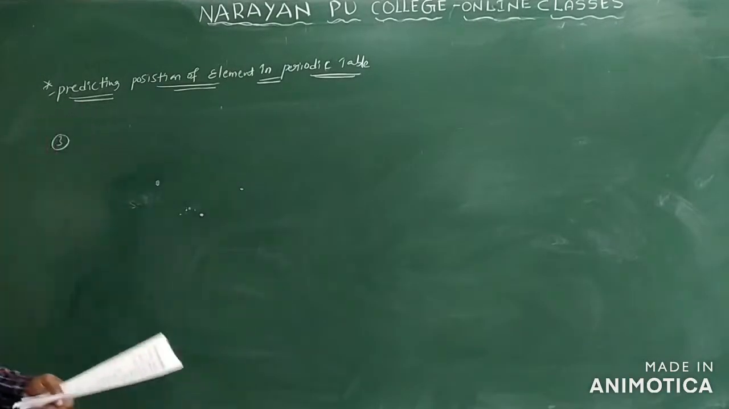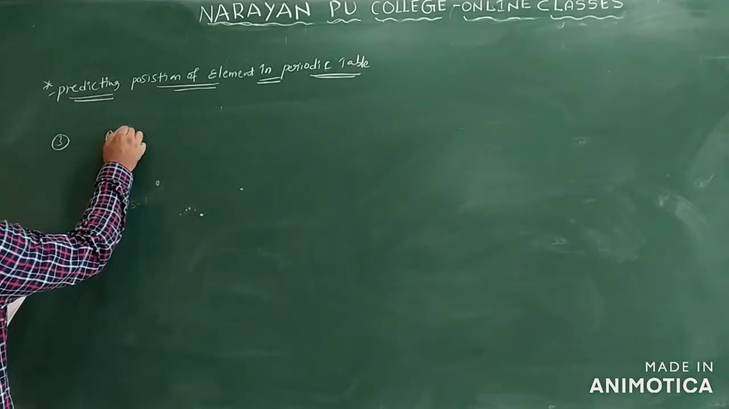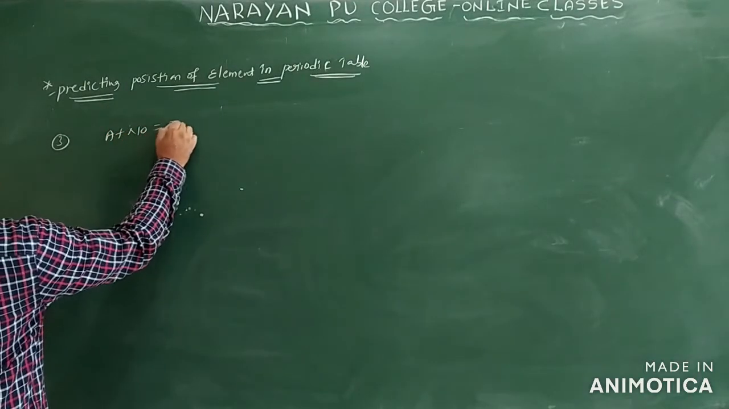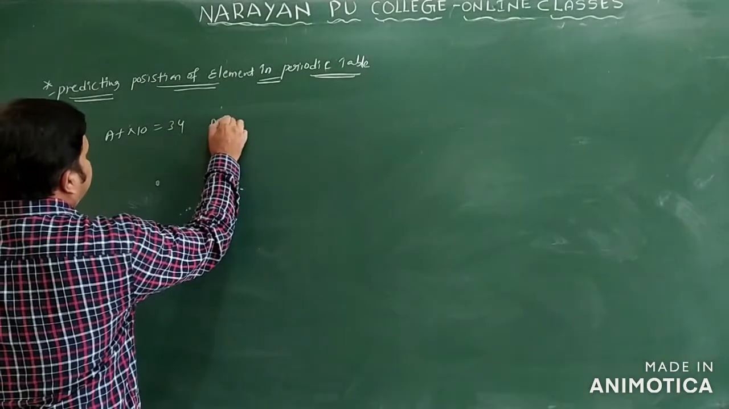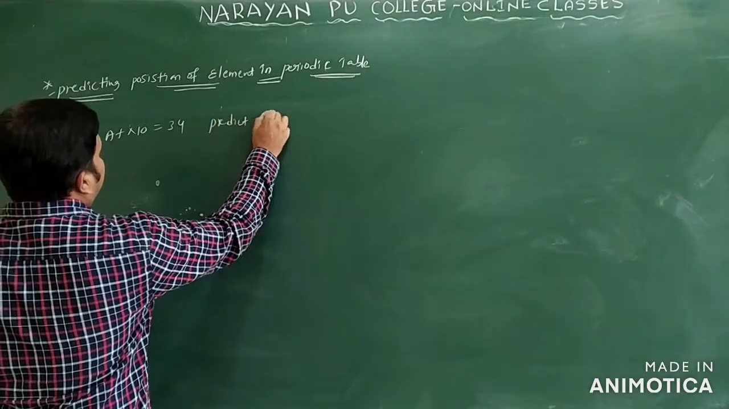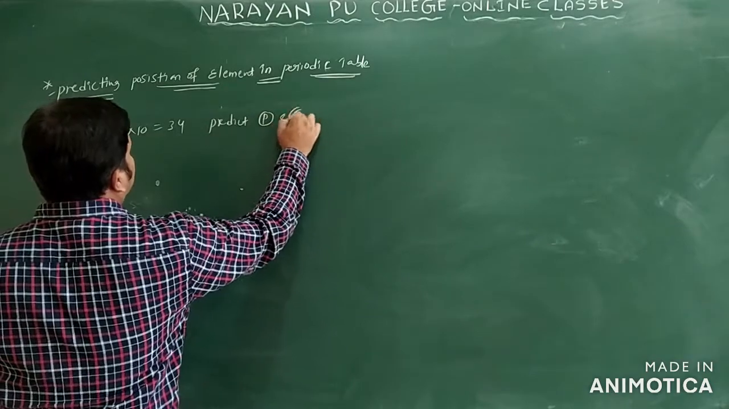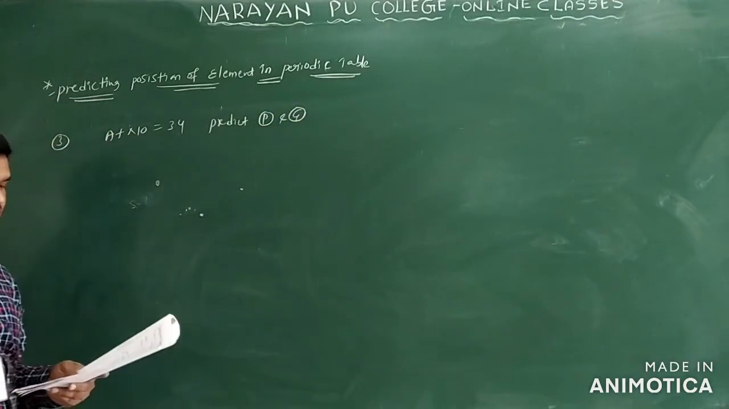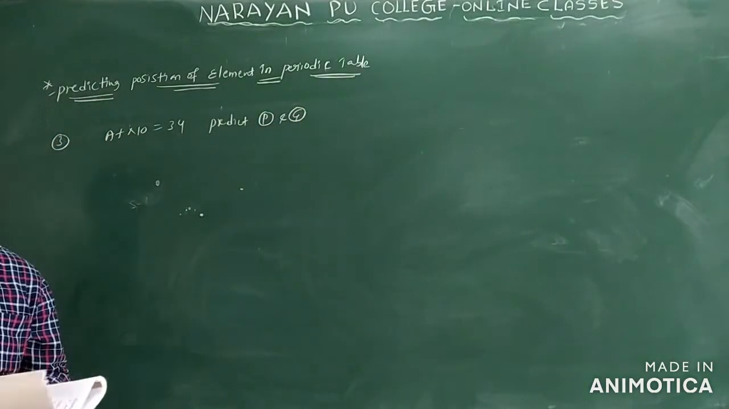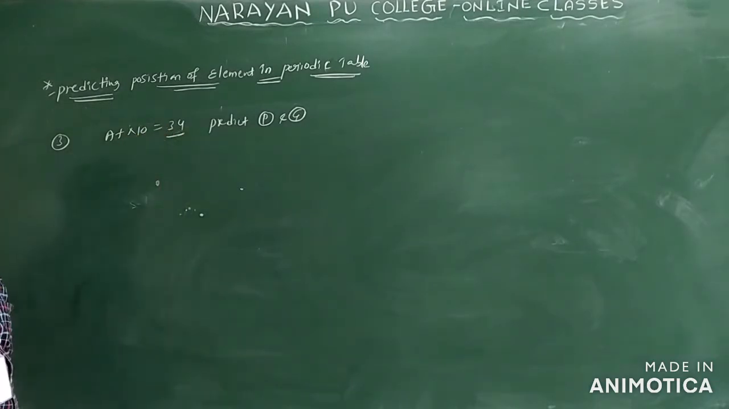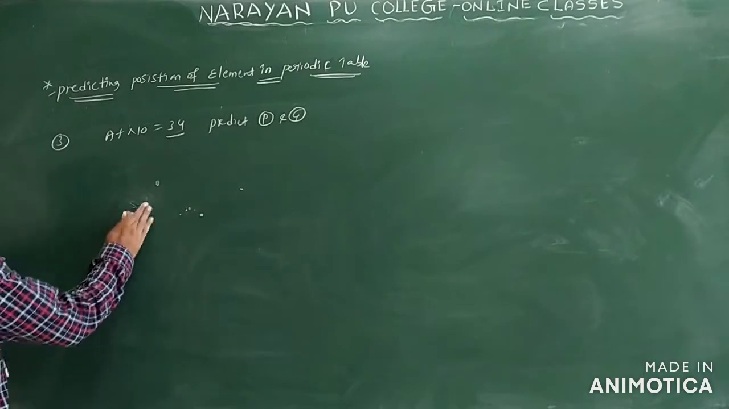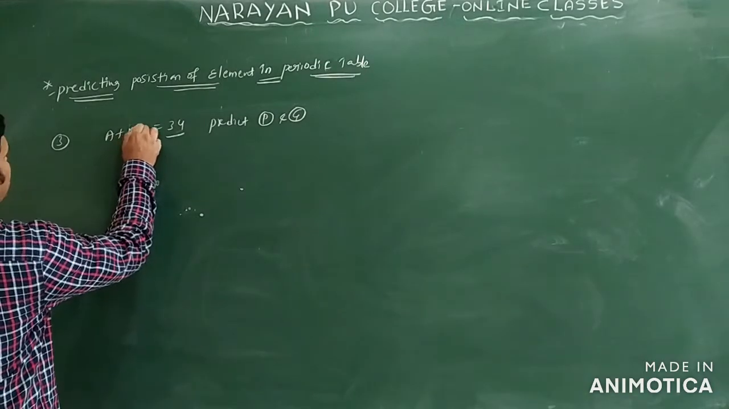See, with one more example I am writing here. The atomic number given here is 34. So what are they asking here? Predict the period number and group number. They are asking for the period number and group number. So the given atomic number is 34.